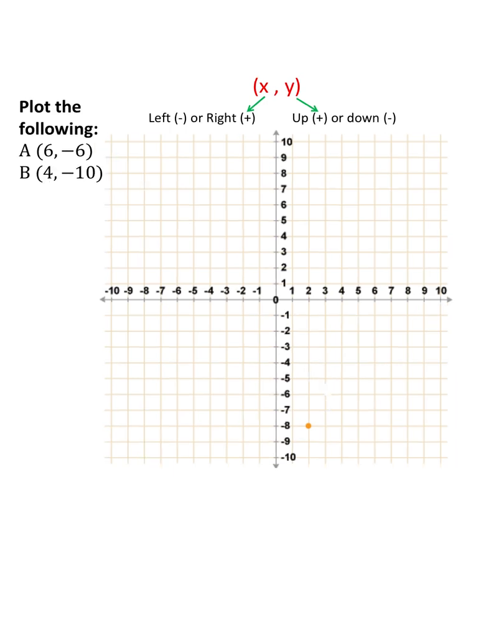Okay, 3 more. So we're looking at the fourth quadrant with these. So the first one, A is (6, -6). So we'll cross to the right 6, then down -6. So we are here. A. Next one, (4, -10). So cross to 4, and down to -10. So we're here for B.